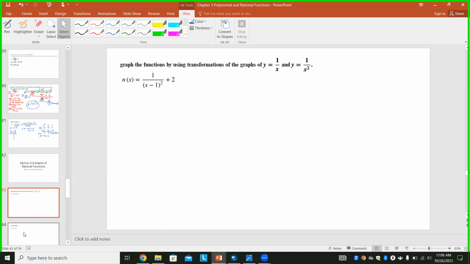Yes, and we're going to use those parent functions and our rules of transformations that we learned in the last section to help us graph these functions, which will probably help you on your homework questions you had.